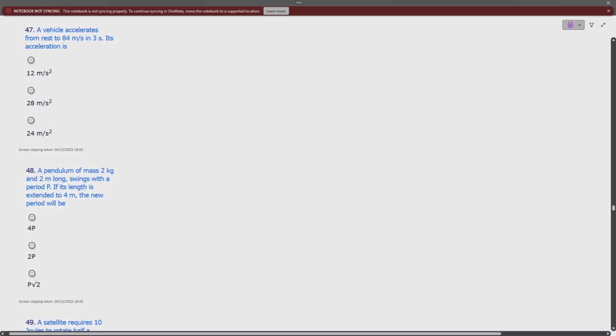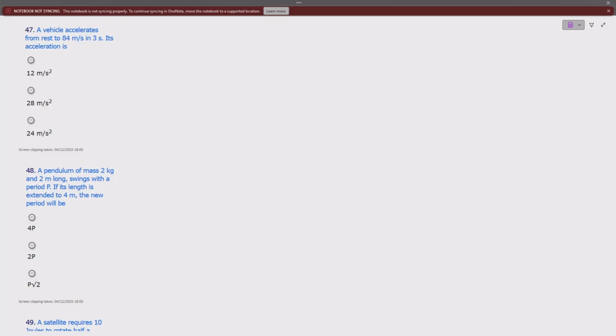A vehicle accelerates from rest to 84 meters per second in 3 seconds. Its acceleration is, from rest means initial velocity equals 0 meters per second. Final velocity v equals 84 meters per second. Time is 3 seconds. Acceleration is not given. Then again, v equals u plus at.